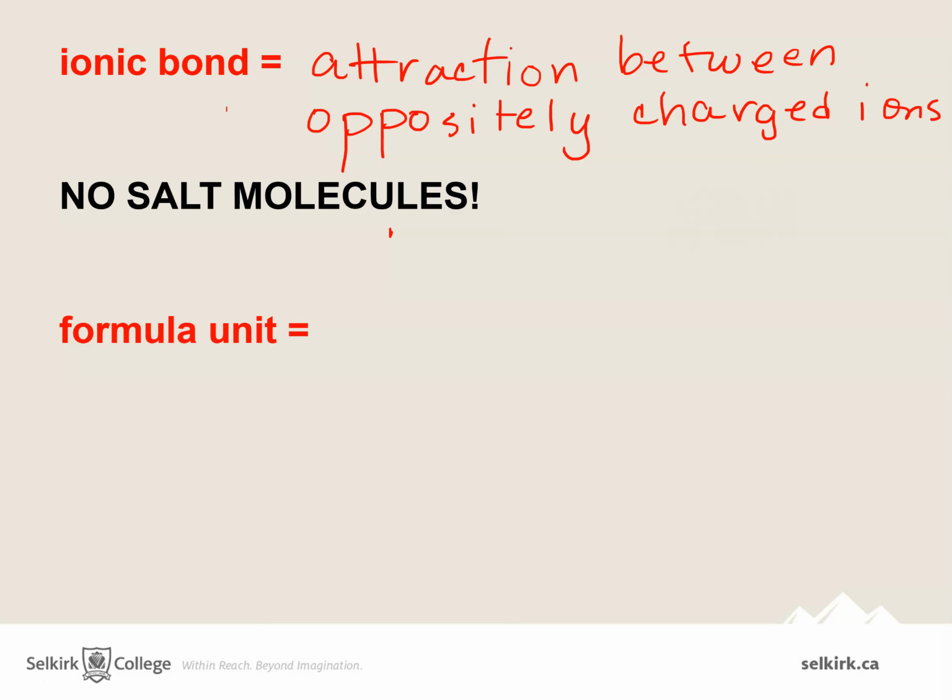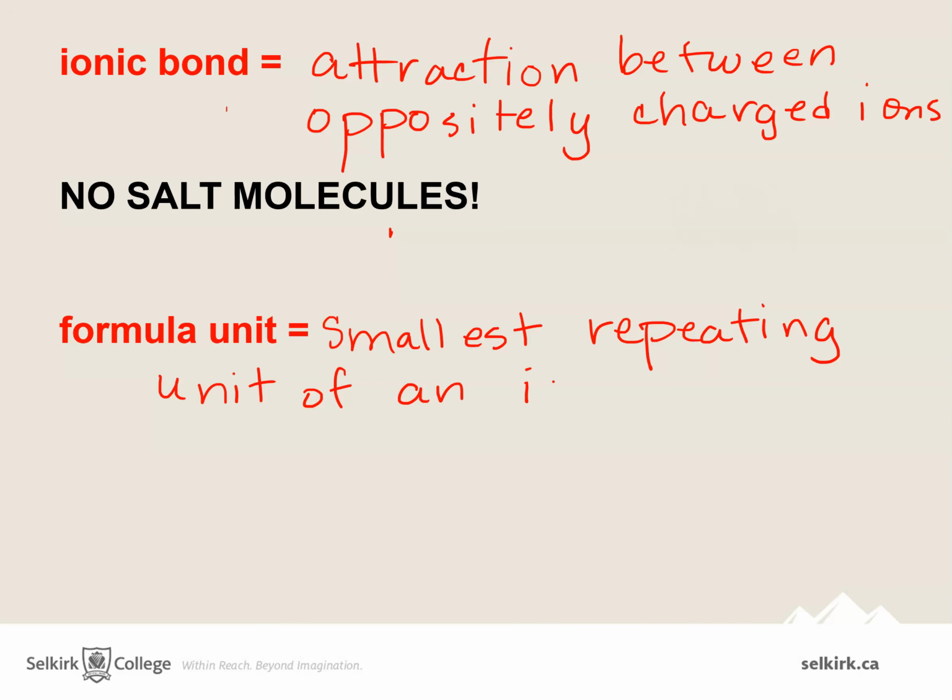Instead, we talk about a formula unit, which is the smallest repeating unit of an ionic compound. And for some of you, that may be a brand new thing. A lot of this course has been review so far, but that may be new. No molecules in an ionic compound. We talk about formula units instead. Maybe I can express it in another way to make it even clearer.